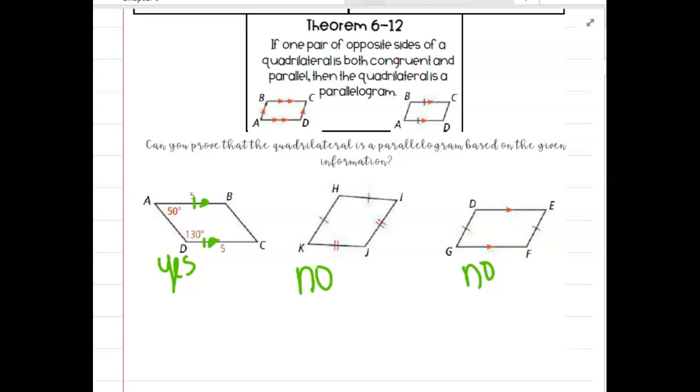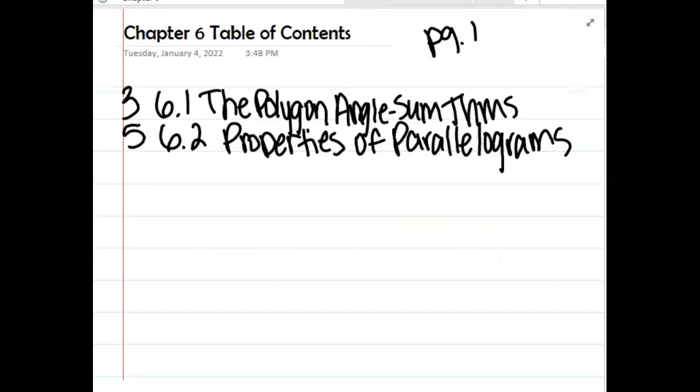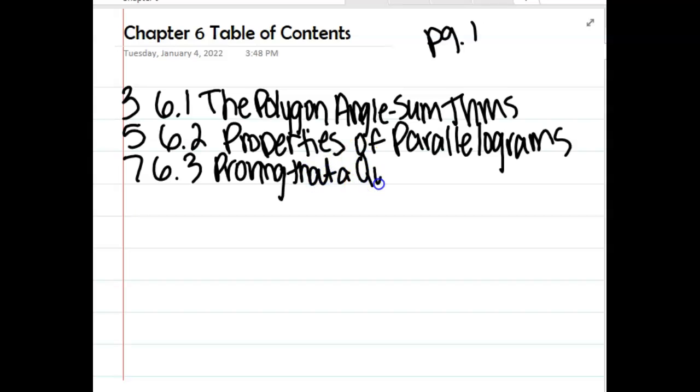Okay, let's get this glued into page 7. This is section 6.3, and it is proving that a quadrilateral is a parallelogram.